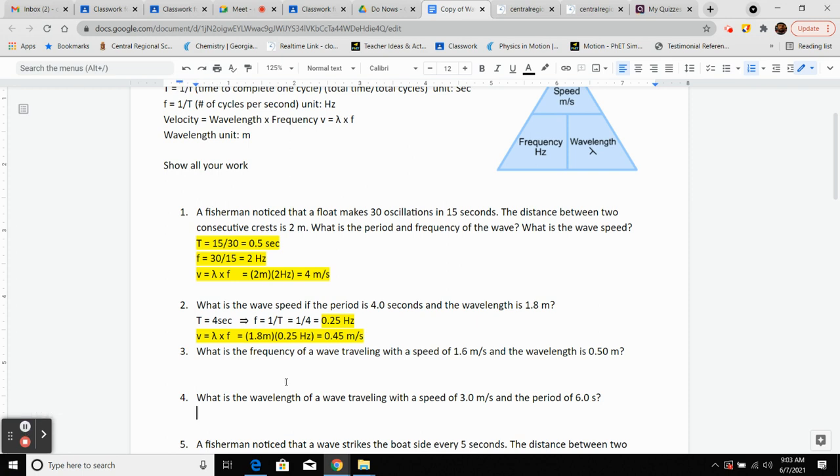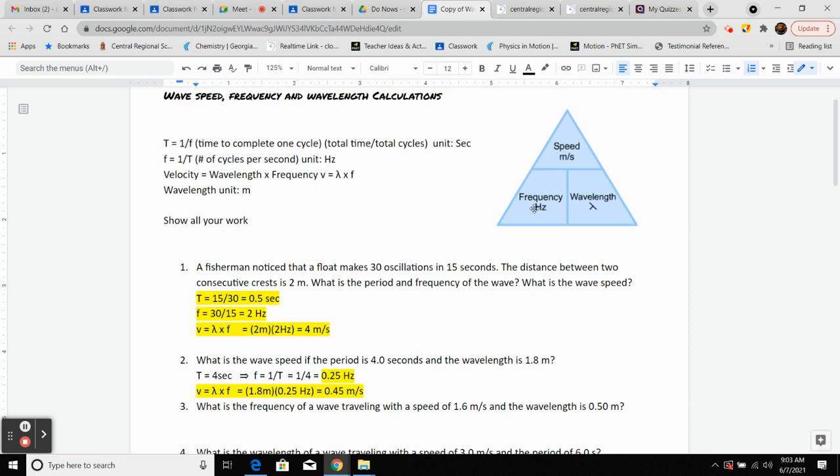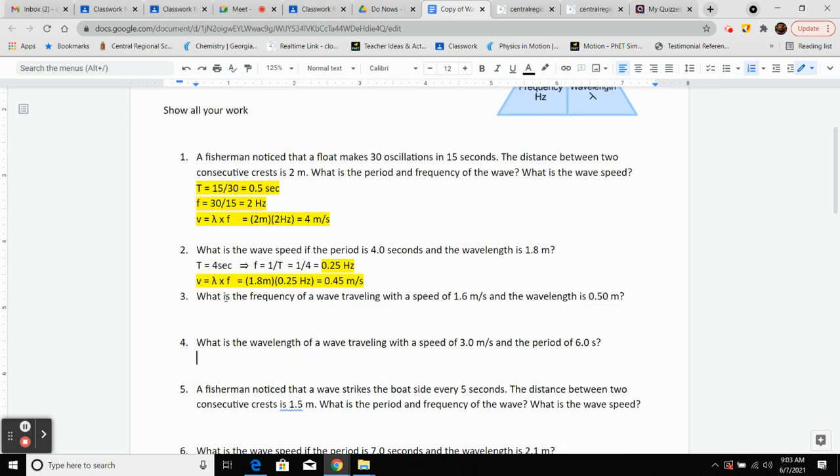Number 3, guys, I'm going to skip over it. You guys will have to do that one on your own, but, okay, what do they want? Frequency. They give you speed and wavelength. So you're doing speed divided by wavelength to find frequency. That's it. That's all you have to do for 3, but you'll have a chance to go back to that.